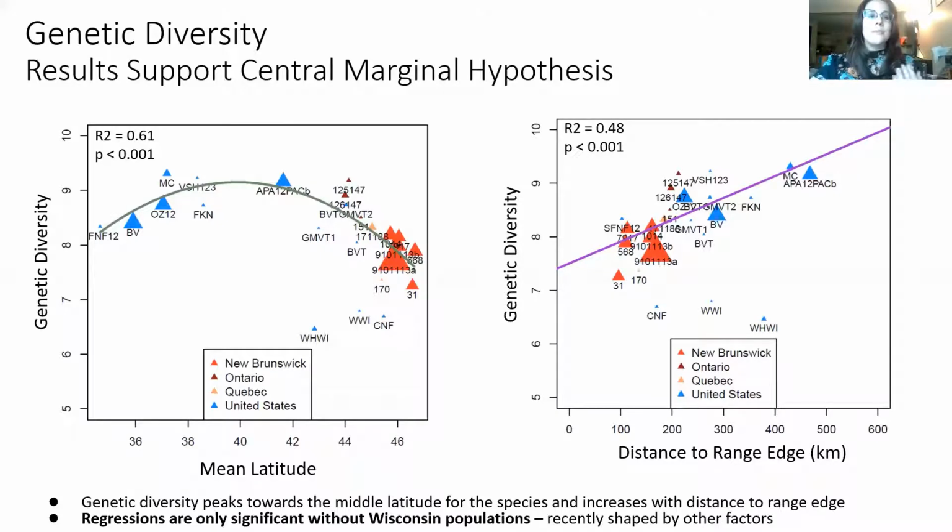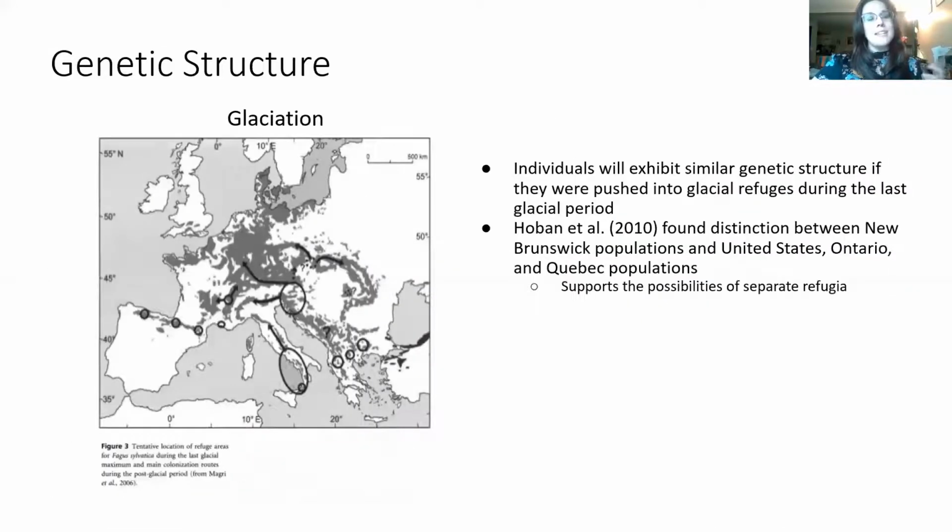Now, as a note, these regressions are only significant without the Wisconsin populations, which suggests that those are even affected by different and new modern conditions for this species. Now, if we expected genetic structure to be most shaped by glaciation, we would see that individuals that shared the same environment during the last glacial period, because they were pushed there by glaciers, we would expect them to show the most genetic similarity.